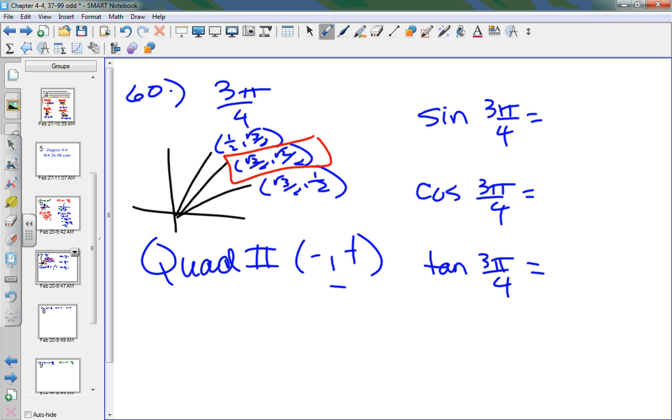Well, we already know they're all the square root of 2 over 2. These two are. And which one's going to be negative? Sine or cosine? Cosine's negative. Sine stays positive because we're in quadrant 2, right? And what's the tangent of 3 pi over 4? Well, what's the square root of 2 divided by the square root of 2? Square root of 2 over 2 divided by square root of 2 over 2.